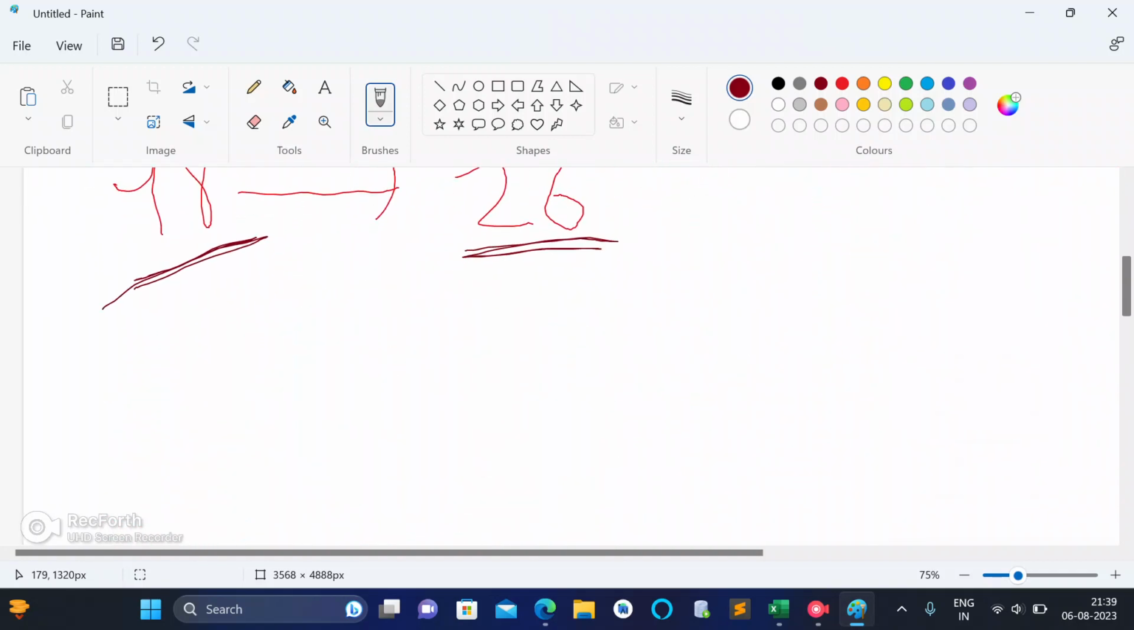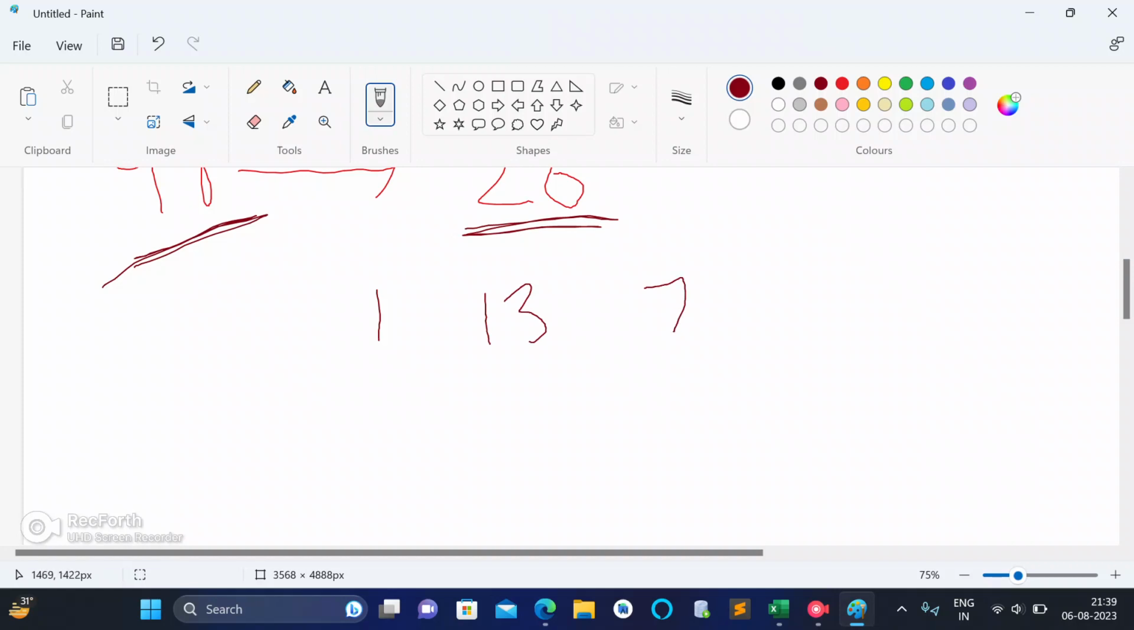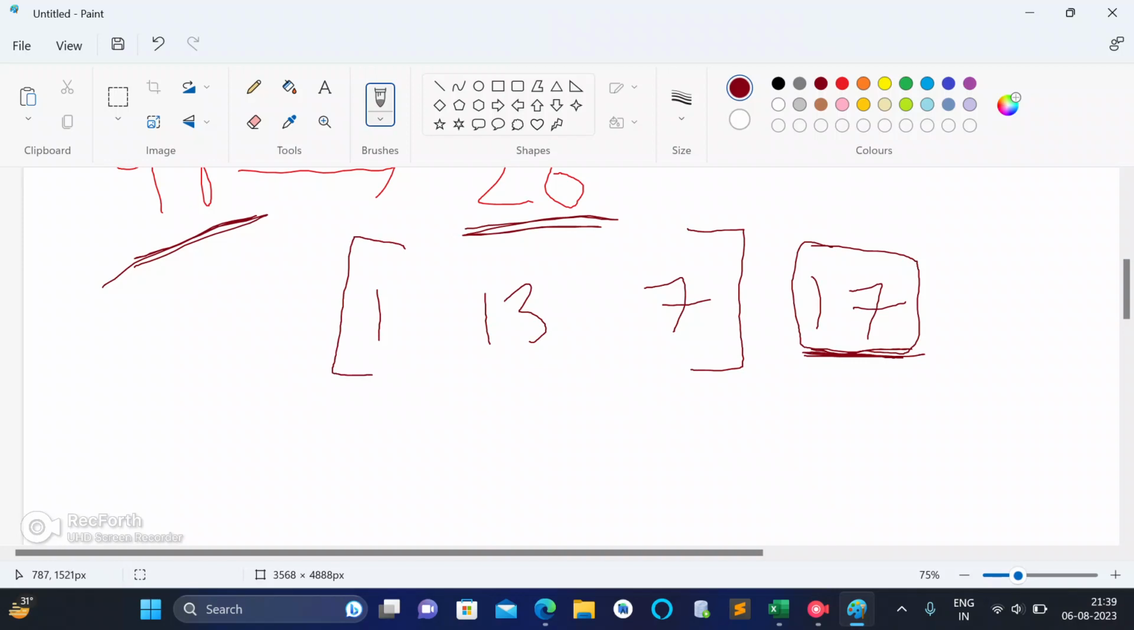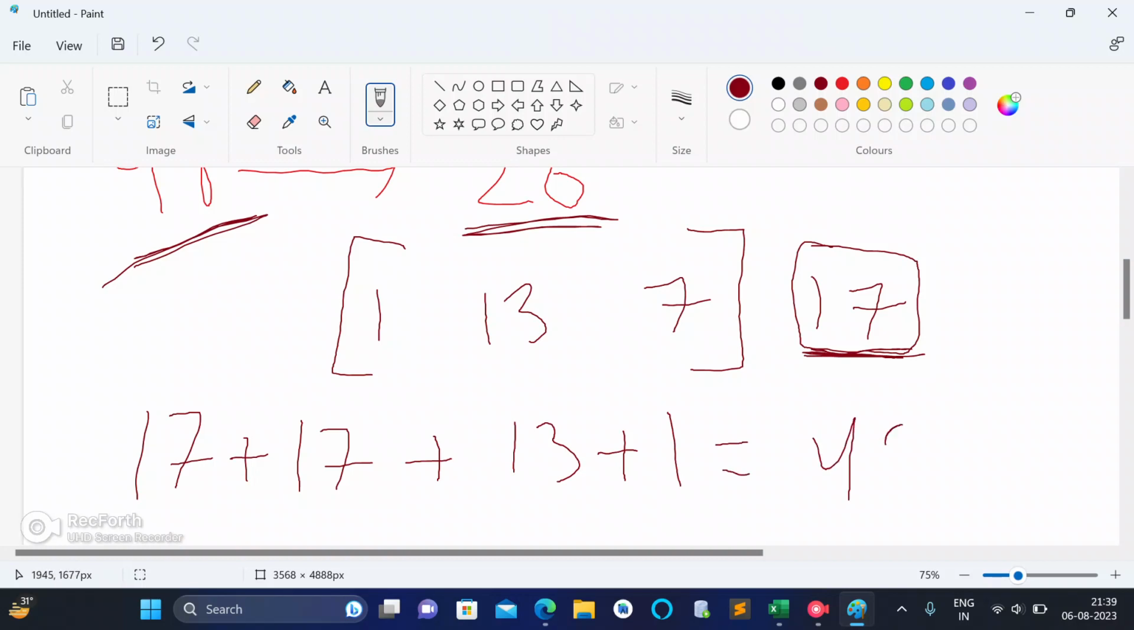The numbers are 1, 13, 7, 17. Let's say I decided to give the value 17 to my first friend, who wants only one value, and I give the other 3 values, that is 1, 13 and 7, to my second friend. So my answer in that case will become 17 plus 17 plus 13 plus 1, which is equal to 48. So I can say this is my optimal approach.